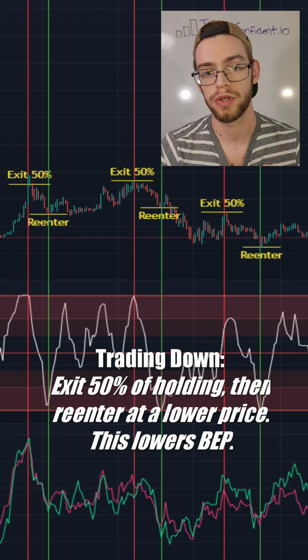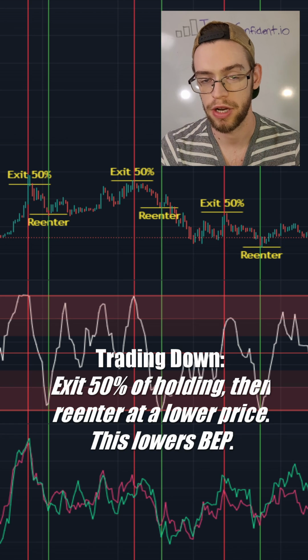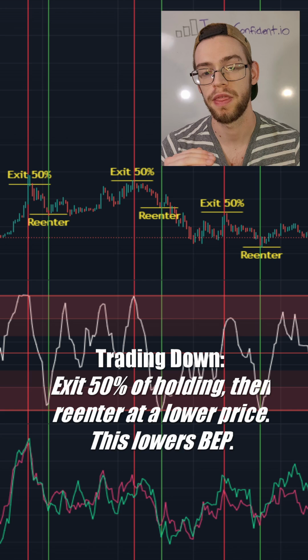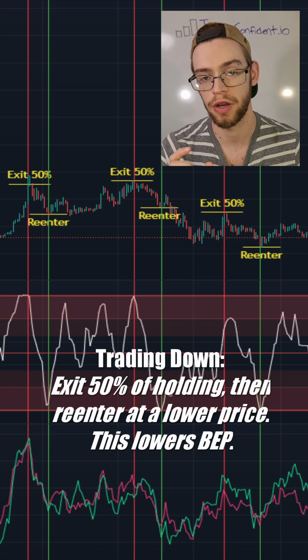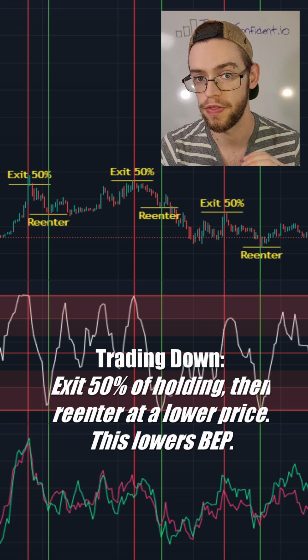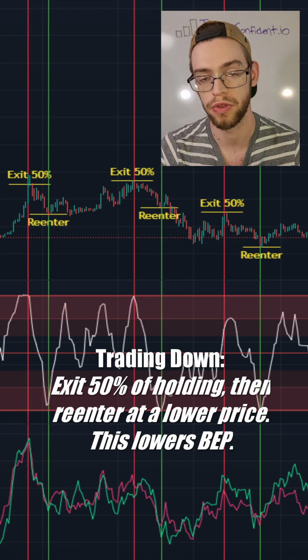Now, the way this works is I use the trend exhaustion and price versus whale money flow indicators to look for a potential top. Once I find that top, I'm going to sell 50% of my current holding of a coin. After that, I wait for the price to drop and use those same indicators to look for the next potential bottom. Once we find that bottom, I completely re-enter with those funds.